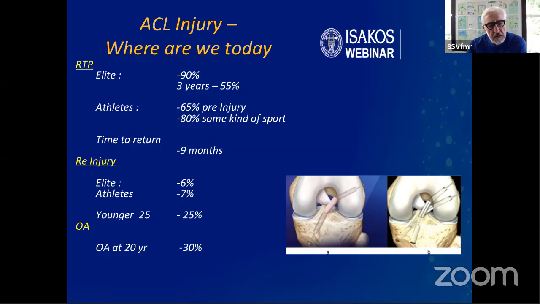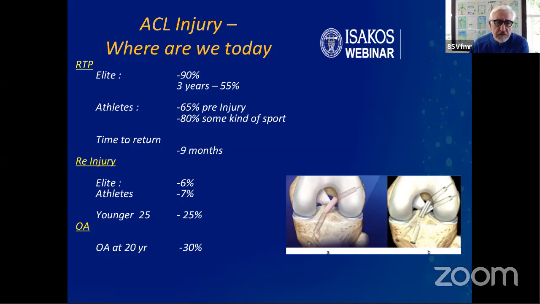The real problem is in these young patients, the under 25 active patients, and I'm going to talk a little bit more about that. But the re-injury rate is now going up to about 25%, which I think is unacceptable. Osteoarthritis is still high, at 30%. You can tell your patient that in 20 years' time, he has a 30% chance of having clinically significant osteoarthritis.